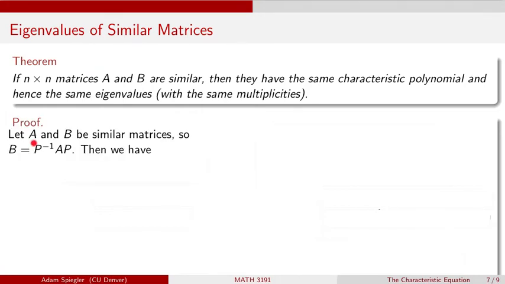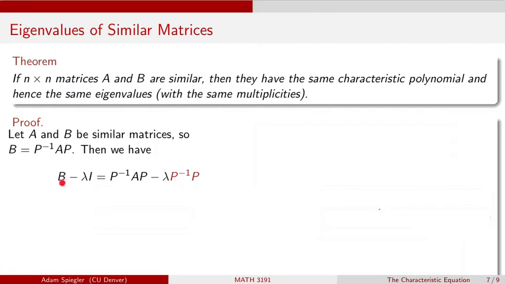So if we take matrices A and B and we assume they are similar, then that means matrix B can be written as P inverse A times P for some invertible matrix P. So let's see how that affects the characteristic polynomial. To find the characteristic polynomial, we would take the determinant of B minus lambda I. This is if we wanted to find the characteristic polynomial for matrix B.